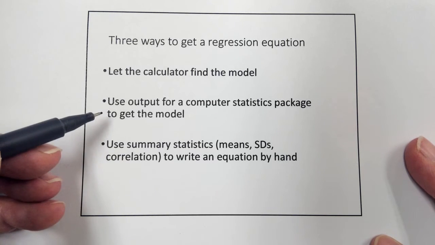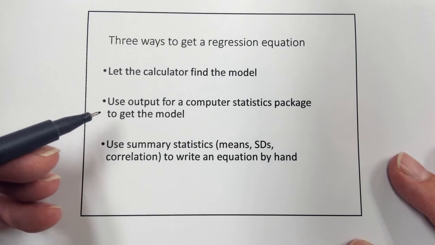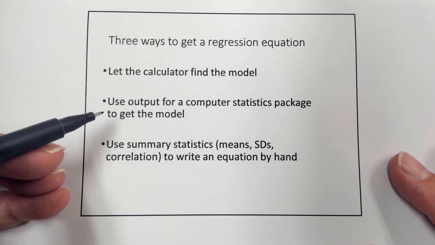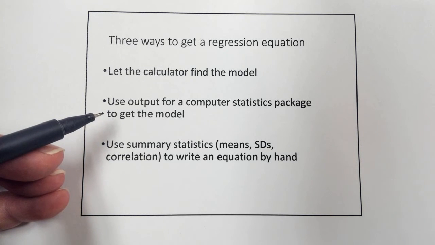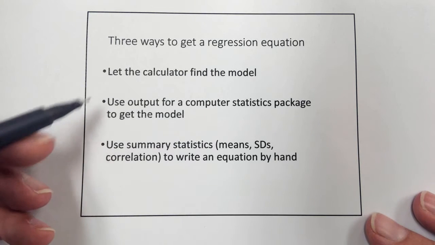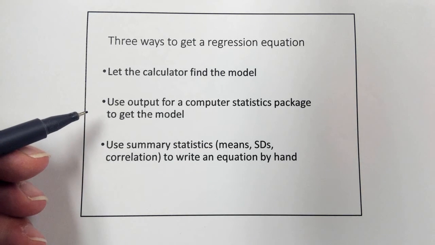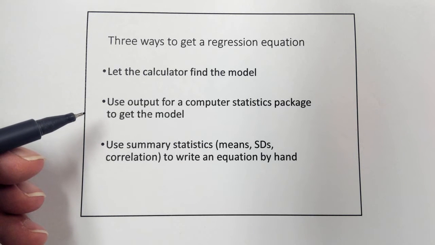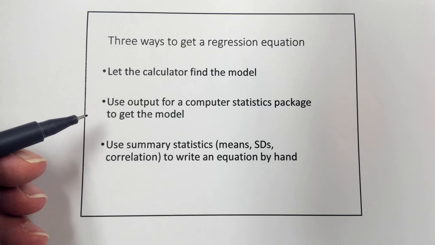The second way is to get a computer statistics package to generate output that has the model on it. So basically it's the same thing the calculator's doing, except that we don't actually have those computer programs here. College professors typically use computer packages for statistics instead of calculators.